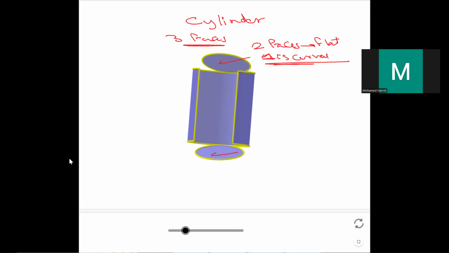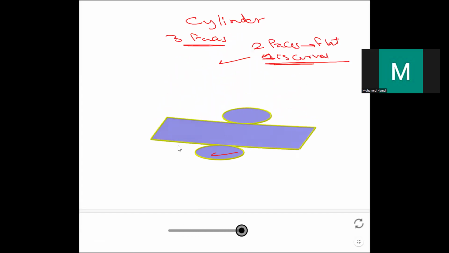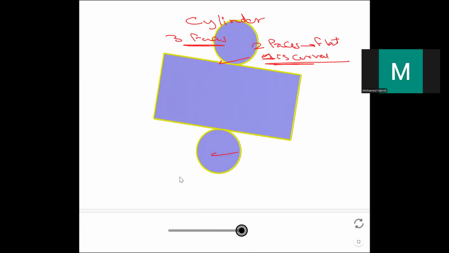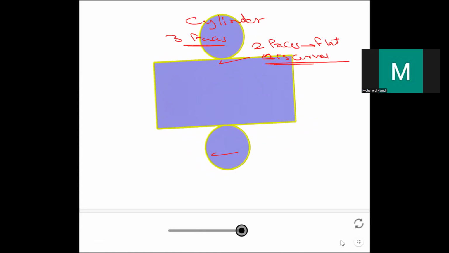Look at the cylinder and how it's opened. See this one? You can open the cylinder and see how it looks when you open a cylinder. You will find a division sign.